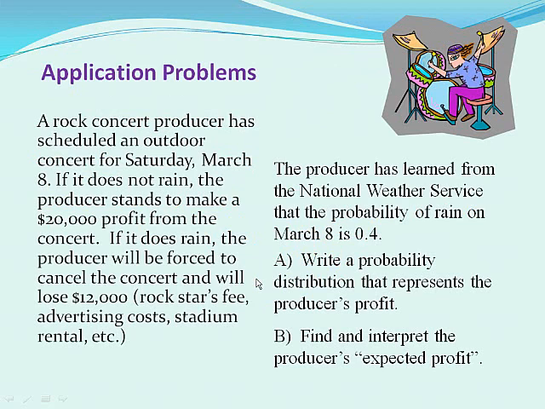Application problems. A rock concert producer has scheduled an outdoor concert for March 8. If it does not rain, the producer stands to make a $20,000 profit from the concert. If it does rain, the producer will be forced to cancel the concert and will lose $12,000. The producer has learned from the National Weather Service that the probability of rain on March 8 is 0.4. Based on this information, write a probability distribution that represents the producer's profit. Find and interpret the producer's expected profit.